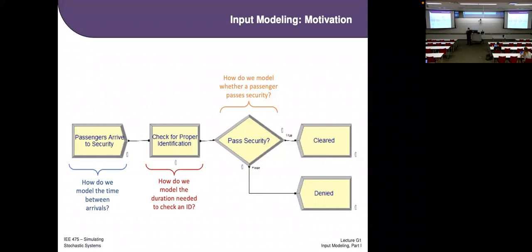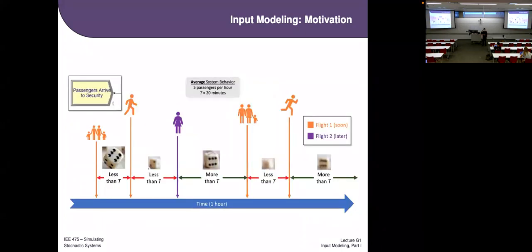And so we've got three input models that we have to deal with. How frequently do they arrive? How long does it take to check each of their IDs? And how many of them actually pass security? Those are all going to be random variables that we need to model to match reality.